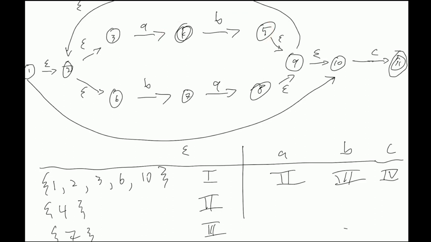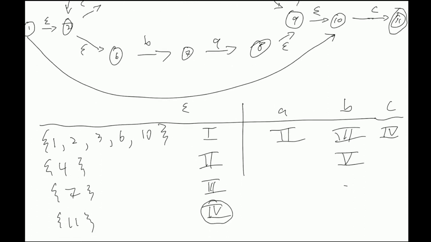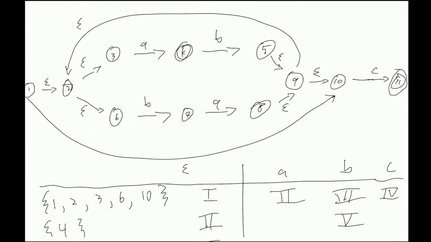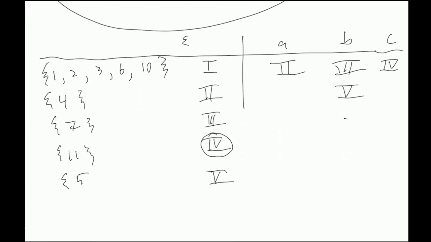All right, so we're in state 4. There's only one possible transition out of state 4. It's B, and it goes to 5. I predict that this is probably going to be a new NFA state. So the NFA state starts at 5 and then has an epsilon. If we take the epsilon closure, we get 5, 9, 10, 2, 6, and 3. Just follow all of the transitions here. So that will be 2, 3, 6, 5, 9, 10.